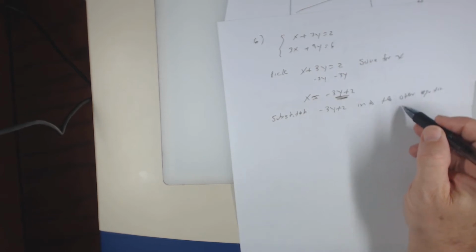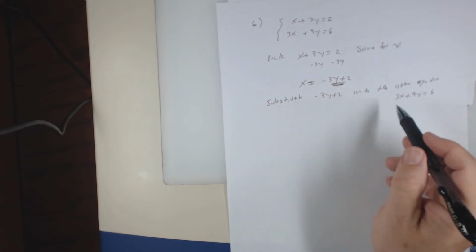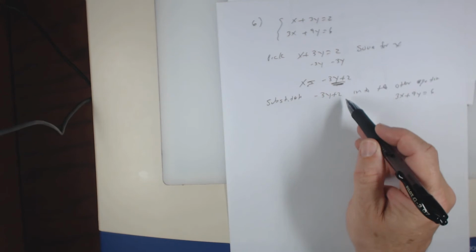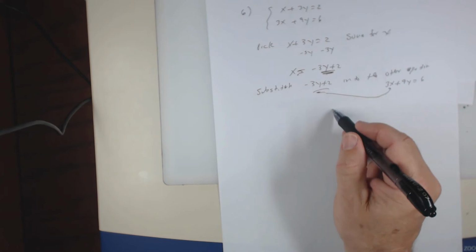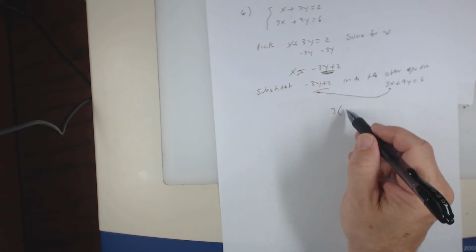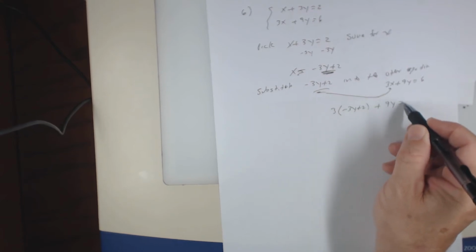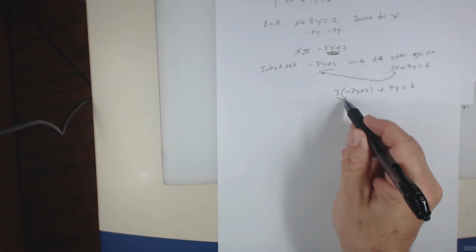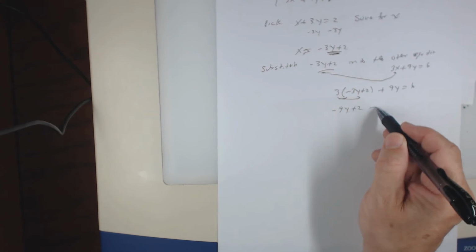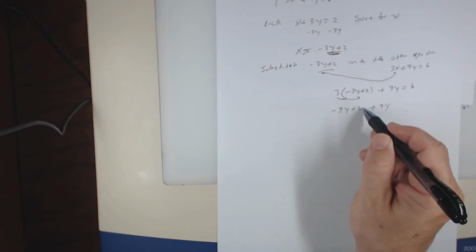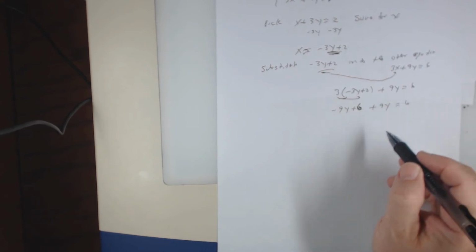And what was the other equation? Yeah. So in place of x, I'm going to substitute this. So I get 3 times, in parentheses, what do we put in parentheses? Plus, equal 6. Now do what? So I get negative 9y plus 2, plus 9y plus 8, plus 6. Yes, thank you. Plus 6 equal 6, right?